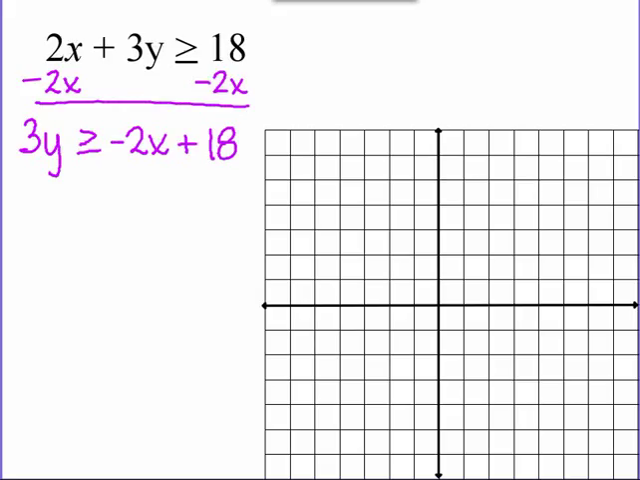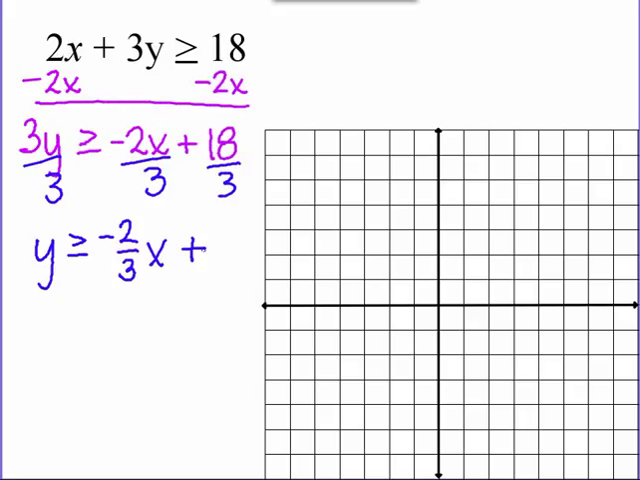What do you do now? Divide by 3. Do you have to flip the inequality? No, because it was a positive 3. The slope is negative 2/3. The y-intercept is 6. So a y-intercept of 6, that's where I start. What's the slope of negative 2/3? Down 2 over 3.